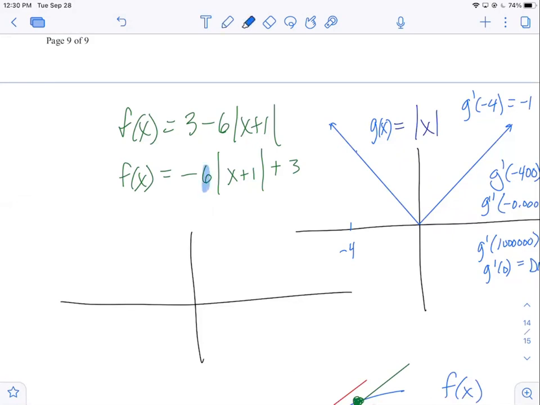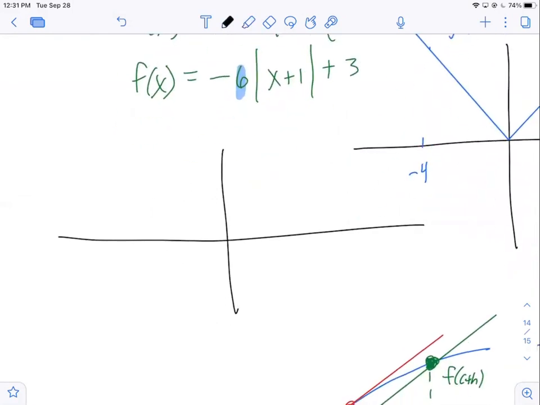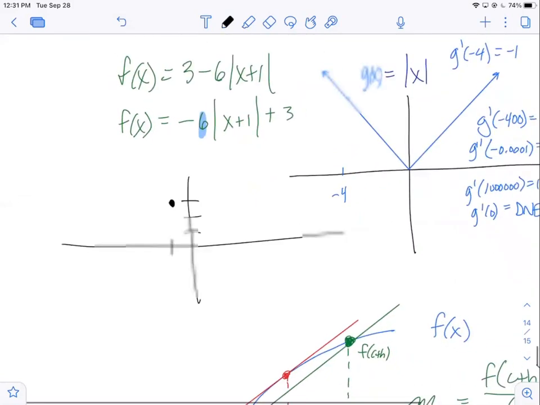And then the +1, +3, those are your shifts. That picks the whole graph up and moves it left 1, up 3. So that's the new coordinate of your vertex, -1, 3. So let's go there. -1, 3, 1, 2, 3, 1, 2, 3, 1, 2, 3.